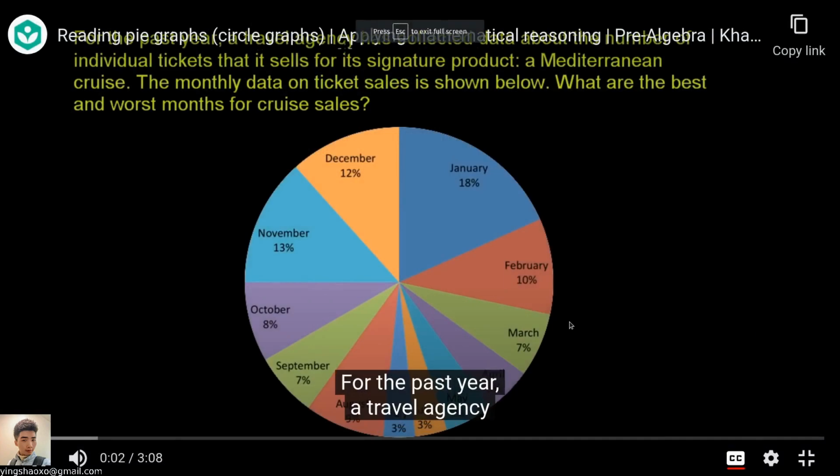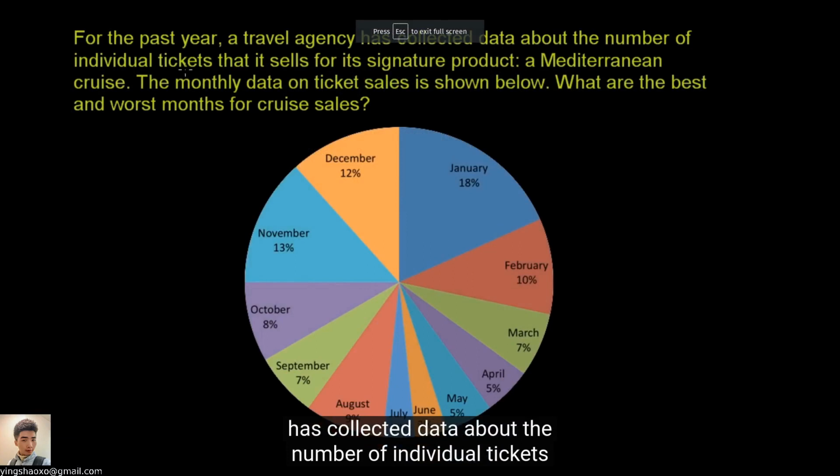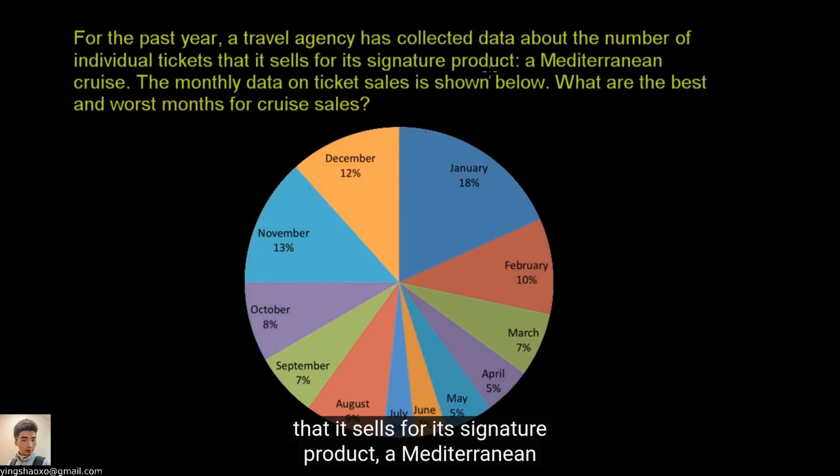For the past year, Travel collected data about the number of tickets it sells for its signature product, a Mediterranean cruise. The monthly data on ticket sales is shown below.